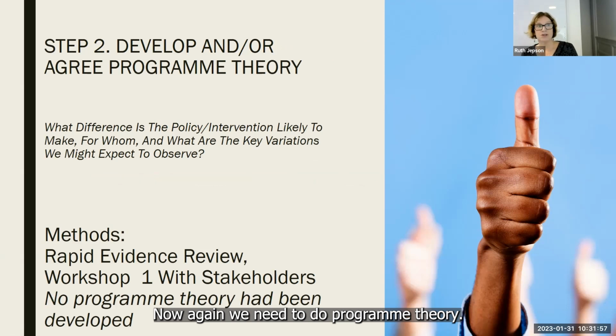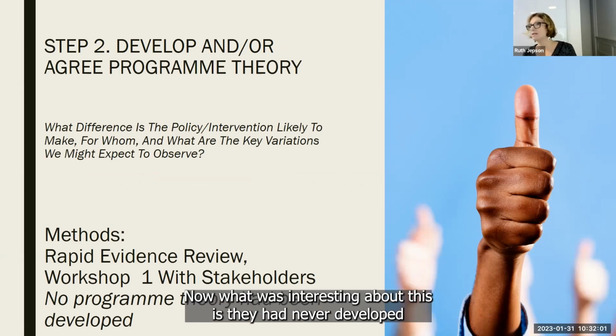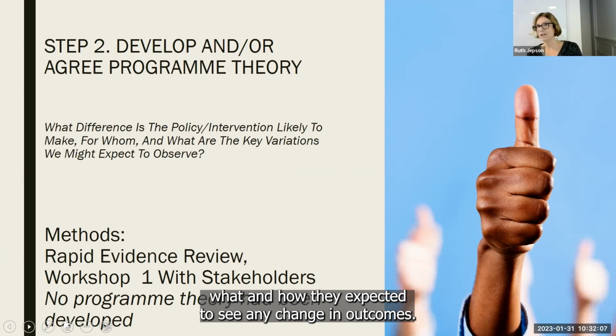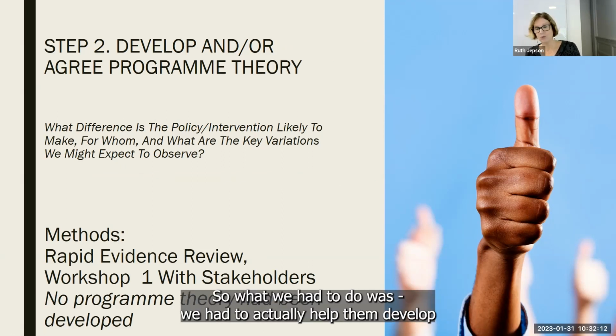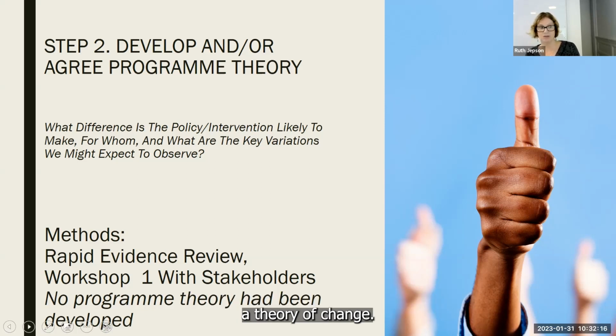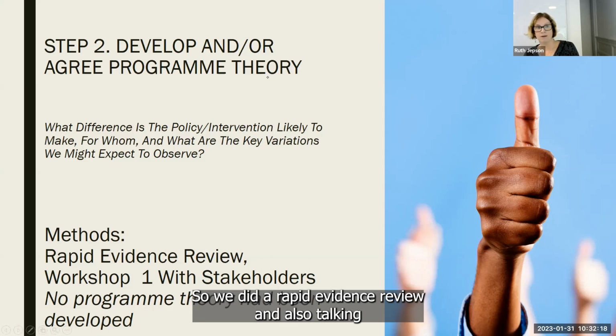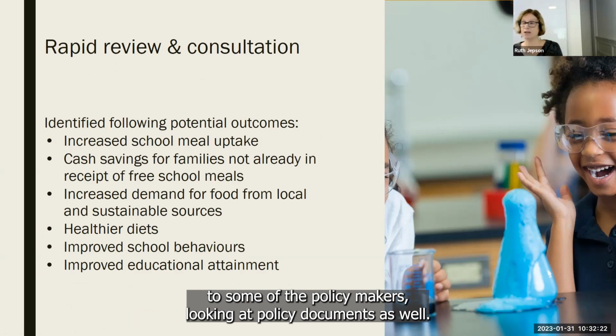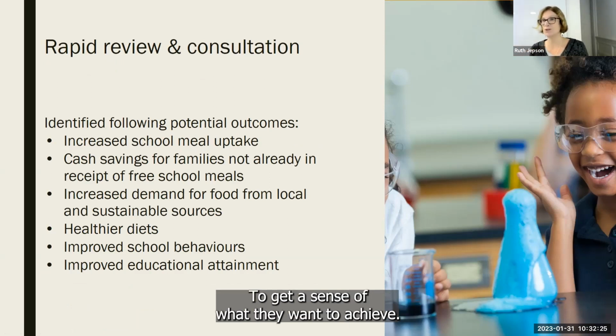Now, again, we need to do programme theory. What was interesting about this is they'd never developed a theory of change, so they'd never really thought through what and how they expected to see any change in outcomes. So what we had to do was actually help them develop a theory of change. So we did a rapid evidence review and also talked to some of the policymakers and looked at policy documents as well. You can get a sense for what they want to achieve.